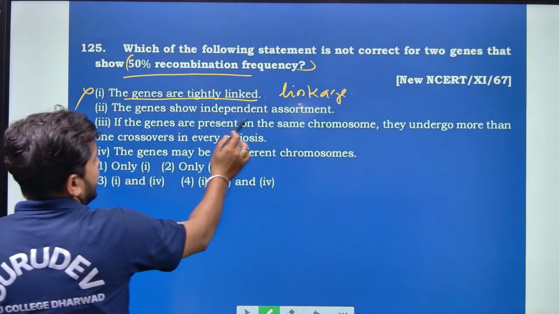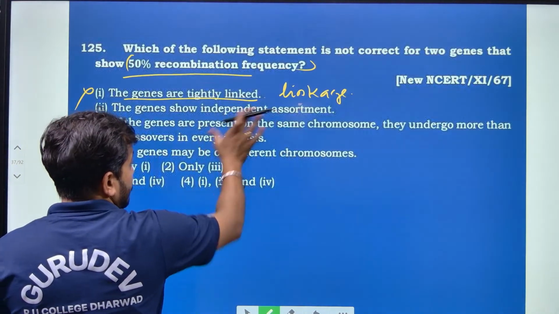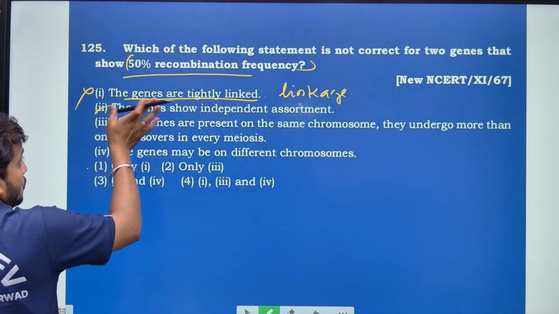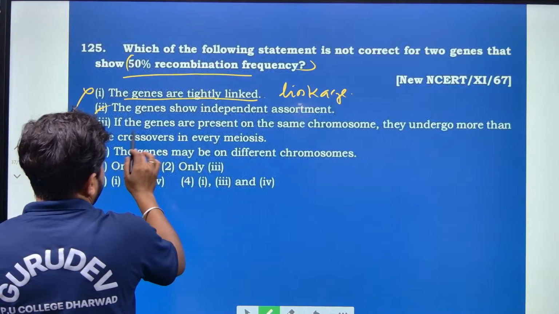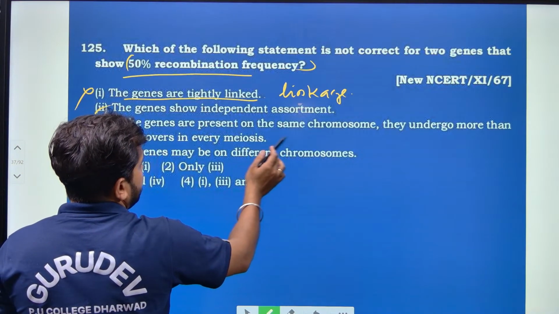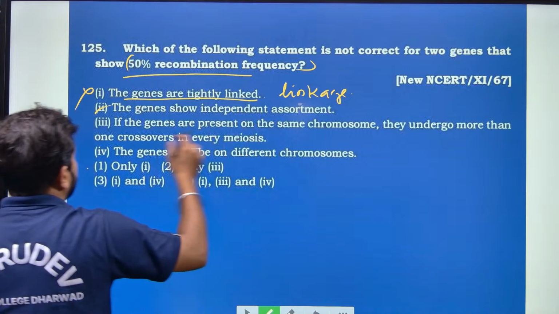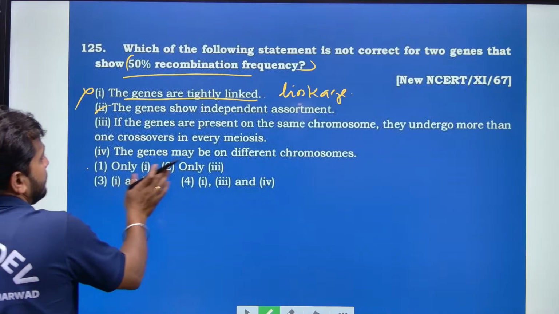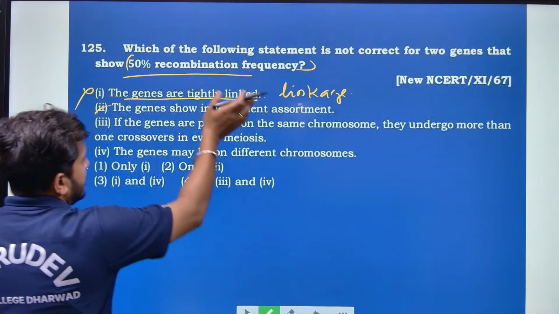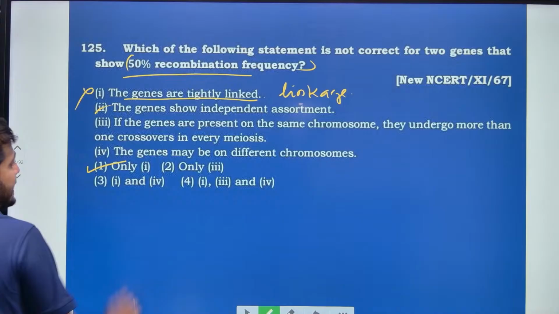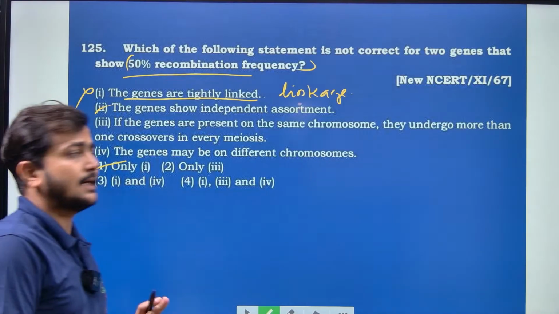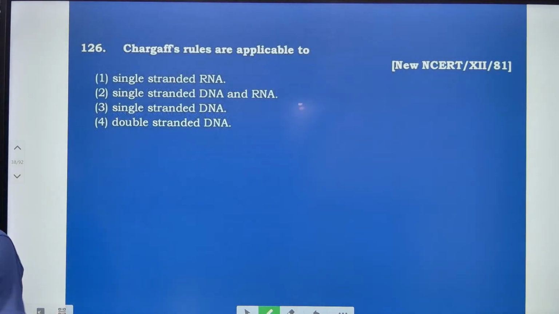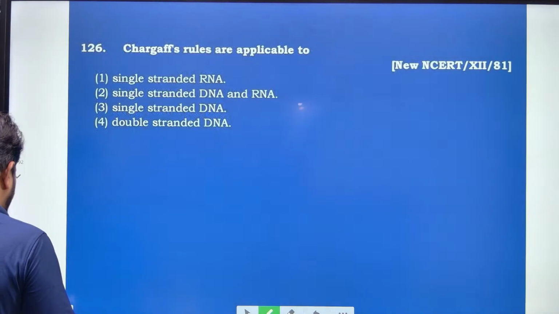Then the genes show independent assortment. Yes, here I am looking at the separation with respect to independent assortment, related to 50% recombination. Then if the genes are present on the same chromosome, they undergo more than one crossover in every meiosis. The genes may be on different chromosomes. So according to this, only one is incorrect when it comes to recombination frequency, right?